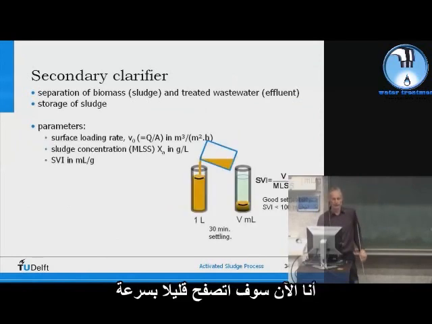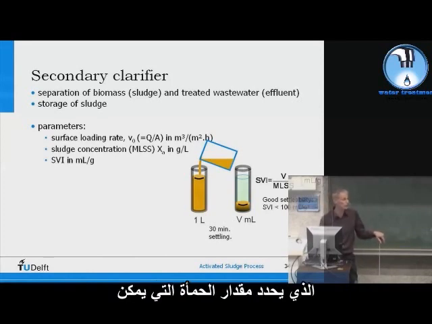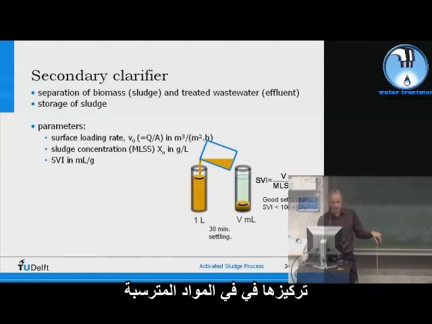Okay, I'm now going a little bit quickly through this presentation in order to have some break. But I also mentioned already a number of things like the SVI, sludge volume index, which determines how much sludge you can concentrate in the settled material.